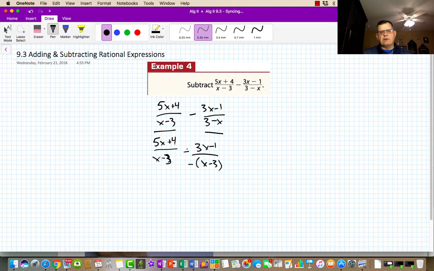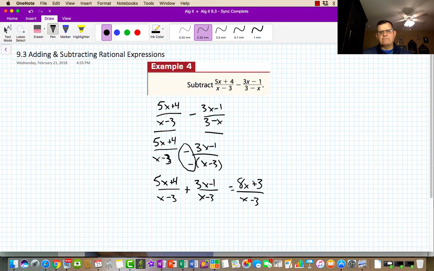And so a minus can come up and combine with that minus, and I end up with 5x plus 4 all over x minus 3 plus 3x minus 1 all over x minus 3. Common denominator, so the denominator comes straight across, x minus 3. Combine like terms, that's 8x plus 3. And that's as simple as it gets.